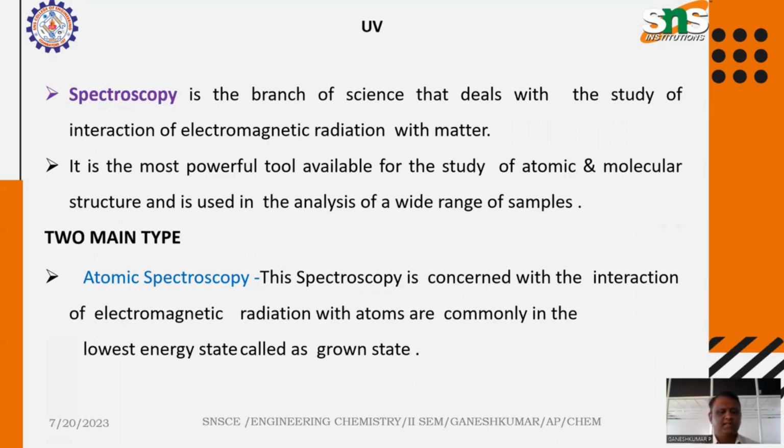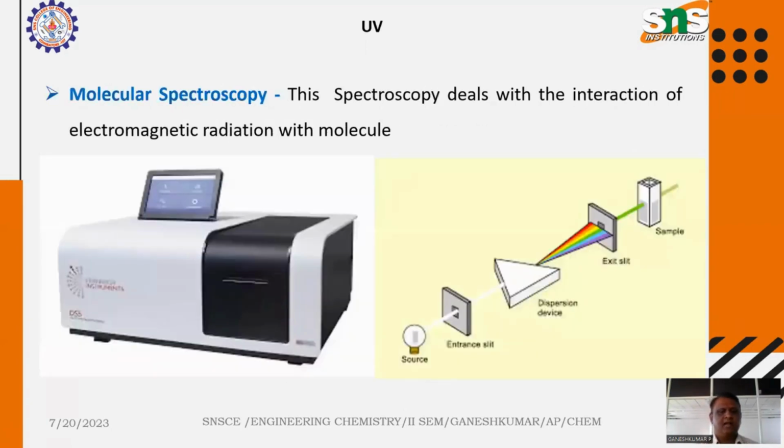There are two main types of spectroscopy. One is atomic spectroscopy, which involves the interaction of electromagnetic radiation with atoms. And molecular spectroscopy is the other type, in which electromagnetic radiation interacts with molecules.